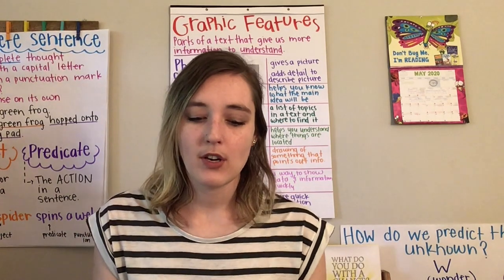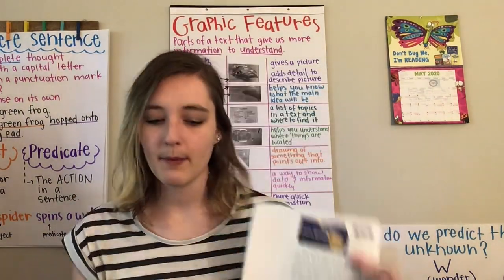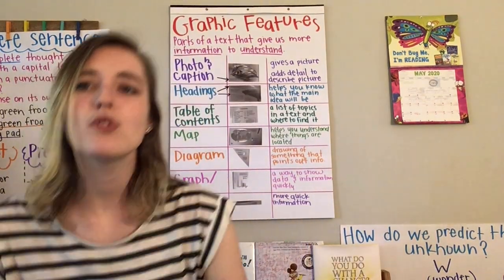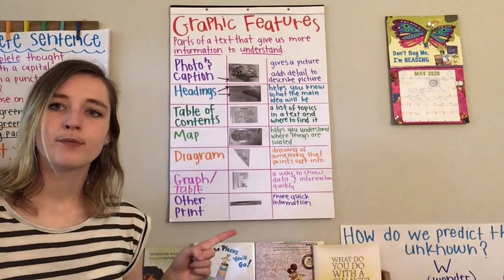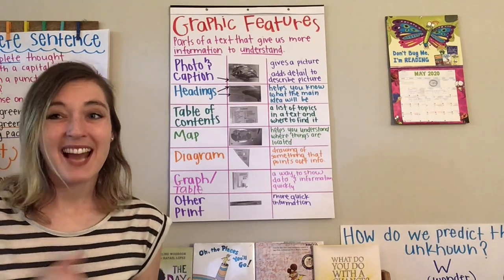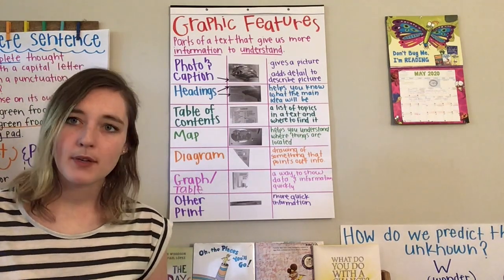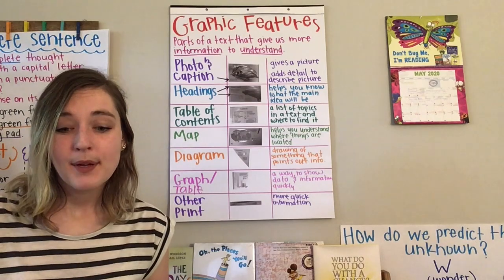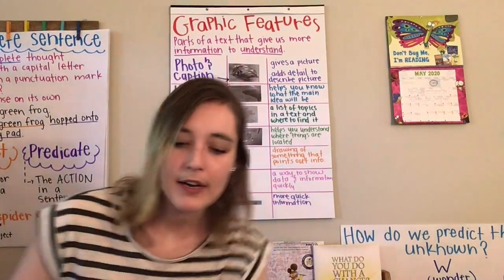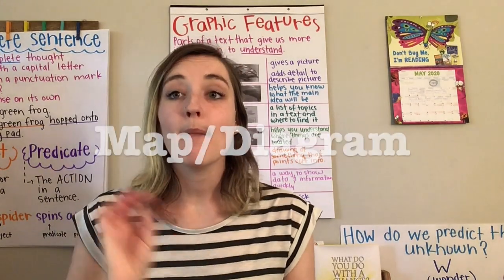Okay, so the first graphic feature is on page 24, and it is this picture right here. Just go ahead and look at it for a second. Now I want you to choose which one you think it is. It's kind of a photograph, but it's not like a picture that's been taken with a phone. It's not a heading, not a table of contents. It's kind of a map. It's kind of a diagram. It's not a graph or a table. It's not another part. So for this one, what I would say is it's a map and a diagram.